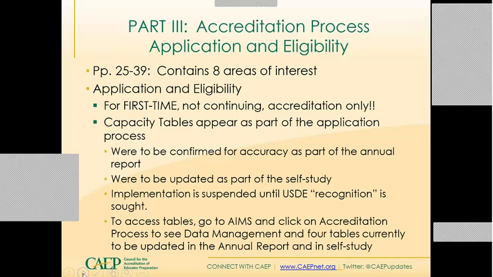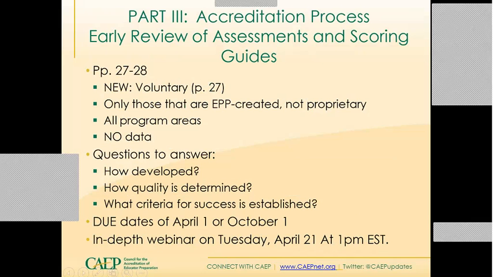Okay, so that's the first area of interest that is in Section 3 on the accreditation process. The second area of interest is this early review of assessments and scoring guides. It appears on pages 27 and 28 of that accreditation process section. And again, what's new here is that this is voluntary. It is not a requirement to submit your assessments for review by CAPE in advance of submitting your self-study.